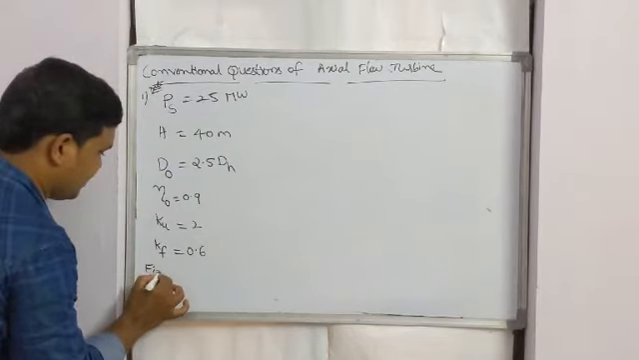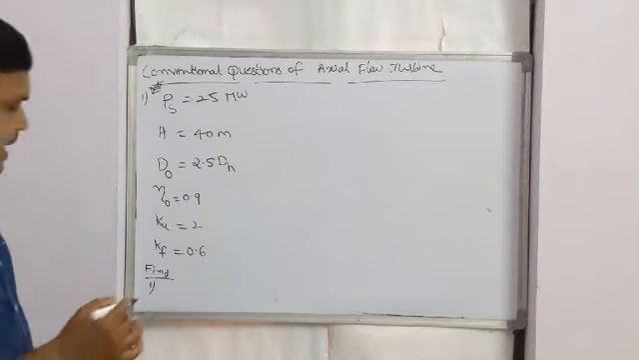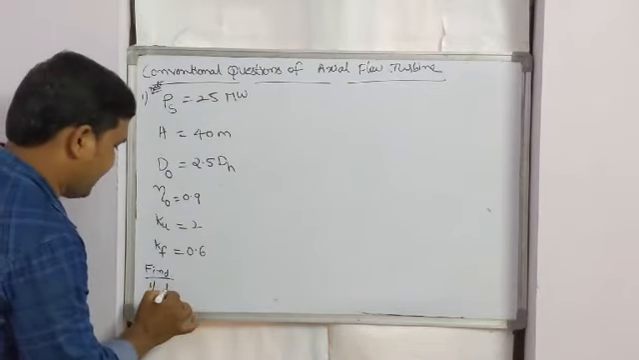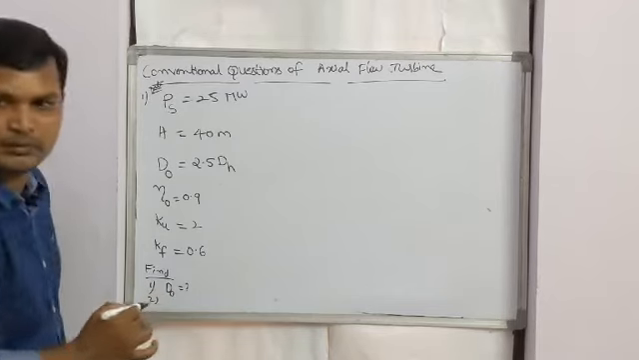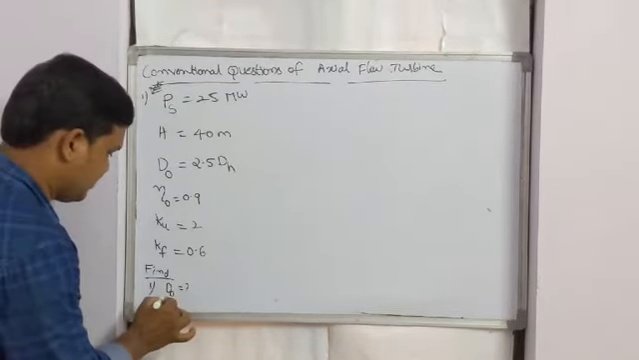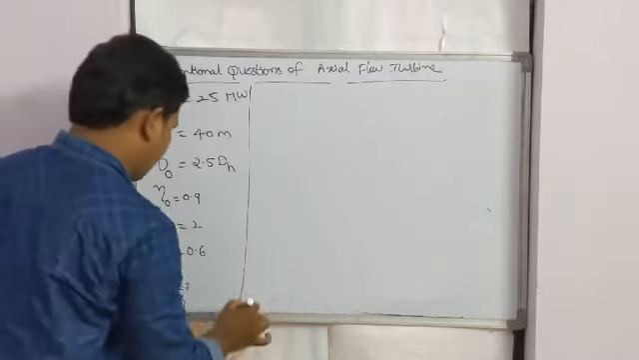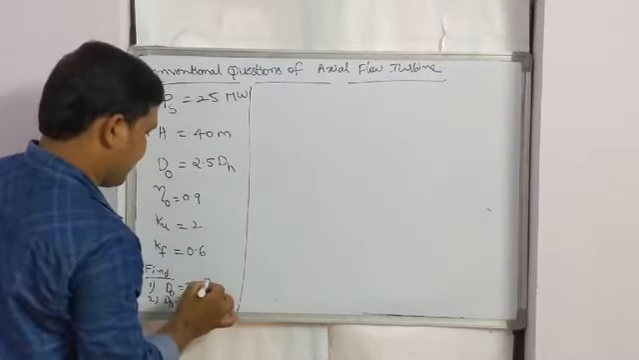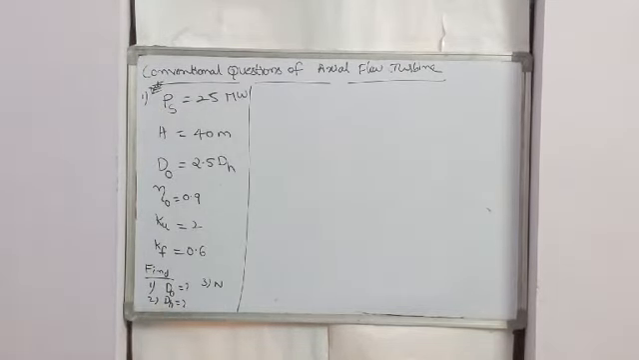Calculate, number 1, the tip diameter, which is nothing but Do. Number 2, the hub diameter, called Dh. And the third one, the speed of the turbine. So these three they want to find out.